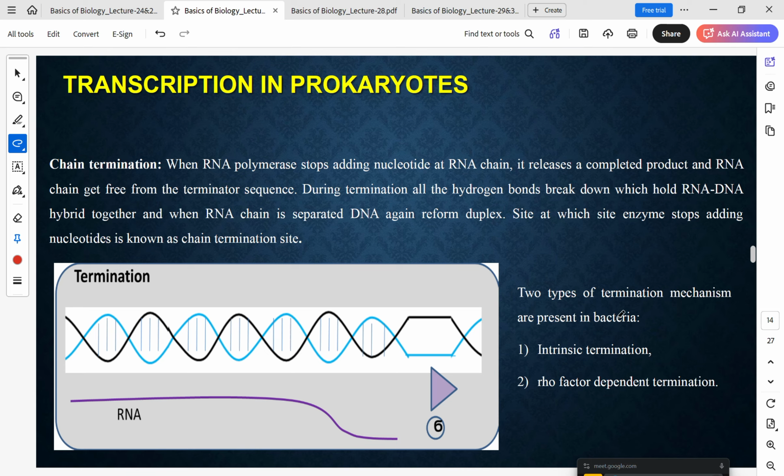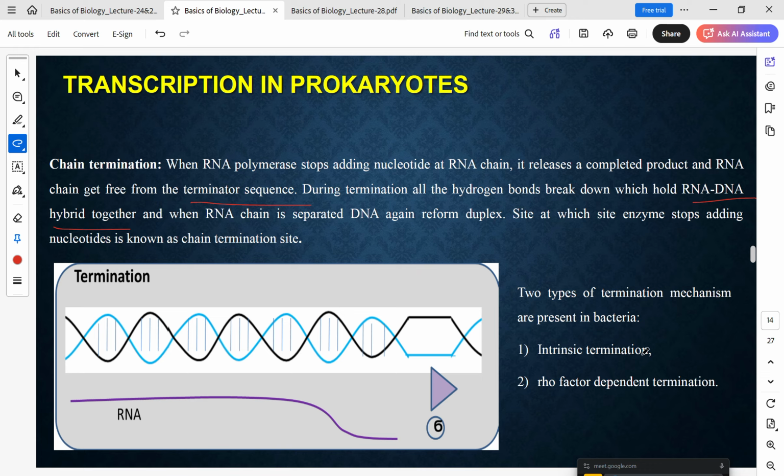Then there is chain termination, when the RNA polymerase stops adding nucleotides into the RNA chain. This happens when the polymerase reaches the terminator sequence, in which case all hydrogen bonds that hold the RNA and DNA hybrid together break. The RNA chain is separated. The transcription machinery falls apart from the DNA molecule.